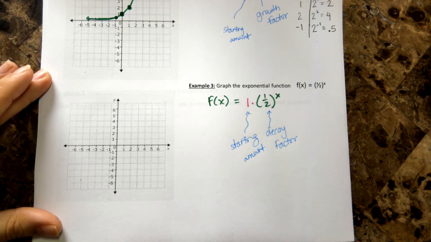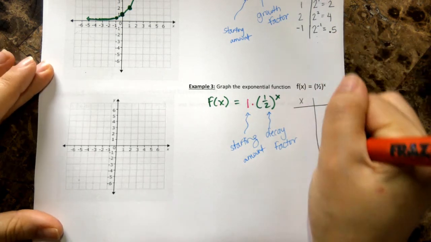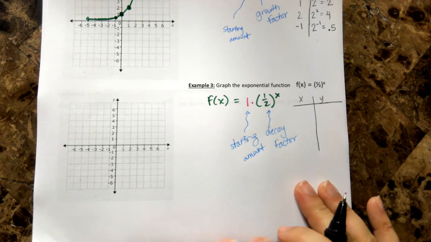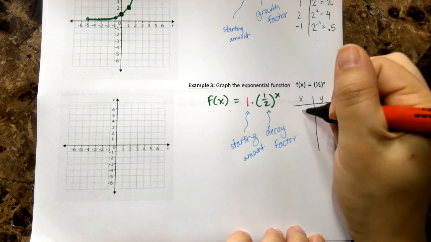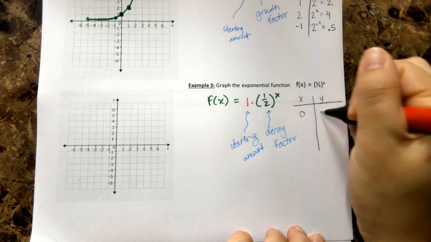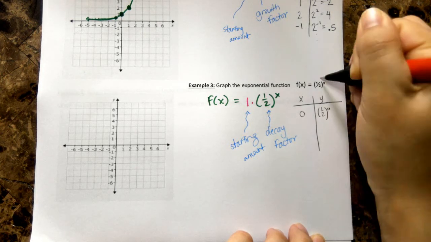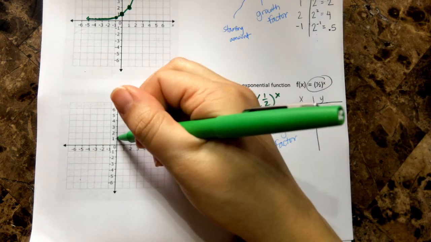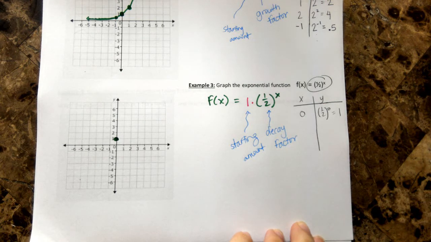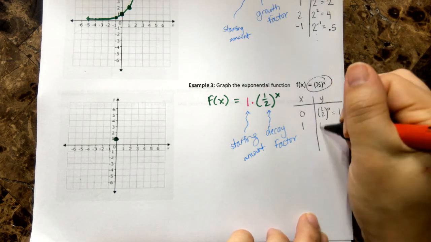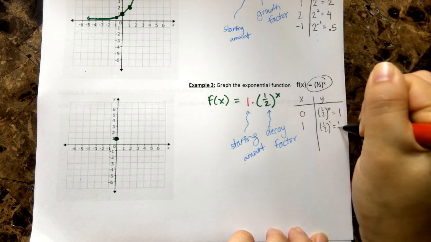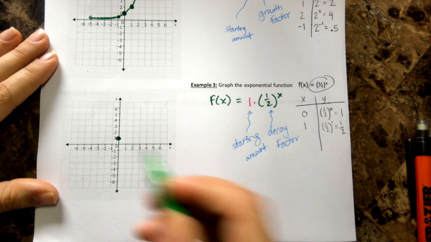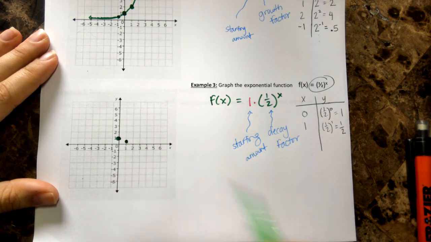You can also make a table of values. If you want to plot some points, that's also fine. I'll go ahead and just create a few points and plot them. So when x is 0, our y value will be 1/2 raised to the 0 power, which is just 1. So I can go ahead and plot that point 0, 1. When our x value is 1, our y value will be 1/2 to the first power, which is just 1/2 or 0.5. So I can plot that point 1, 1/2, which is over 1, about half up.